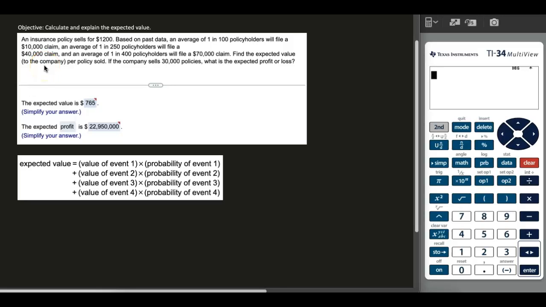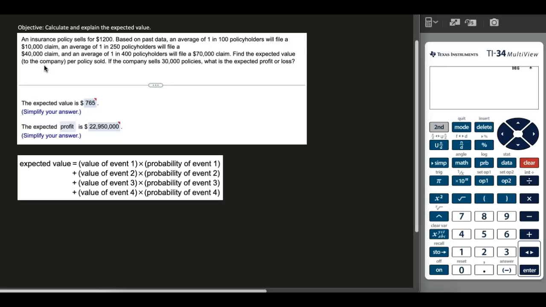In this example, we're going to calculate and explain an expected value. So take a moment to pause and read through the full problem statement. So here we're looking at an insurance company. First of all, we have to have an idea of whose perspective we're looking from, because that's going to tell us whether or not the values of our events are positive or negative.